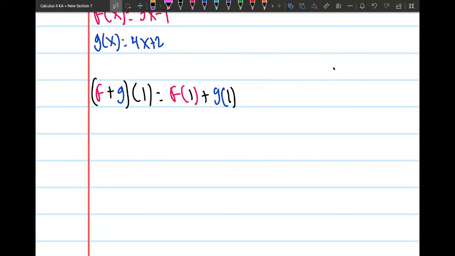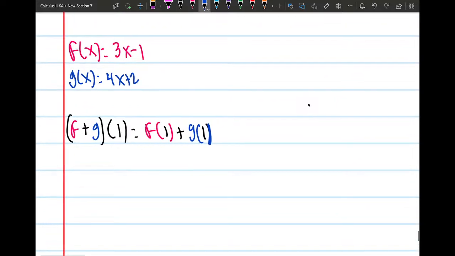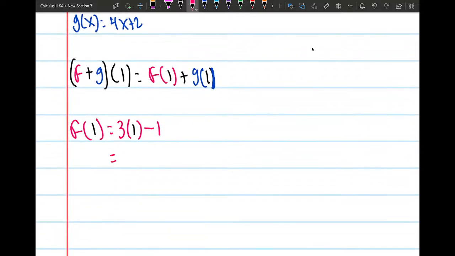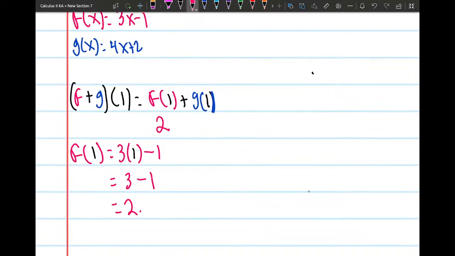So we have this, right? And so we know that f of 1 is going to equal 3 times 1, and then close parentheses minus 1. So then it will be 3 minus 1, which is 2. So we know that that's going to be 2.